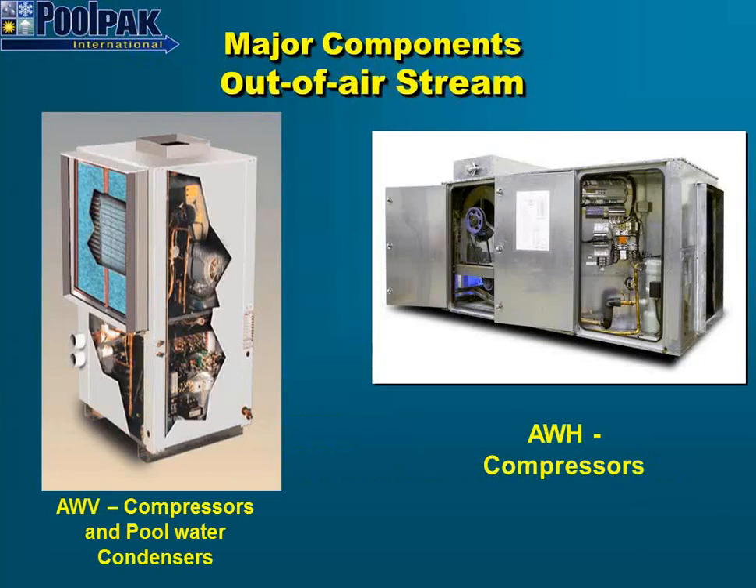Okay. Here's what the Pool Compact looks like. All the major components are mounted outside the airstream. That protects them, gives you better service, better reliability, longer life. So we have the major components, of course, are the compressor, shown here, and then the supply fan motor here and here. And on the AW, this is a vertical unit. That's a pool water condenser, again, out of the airstream, makes it last longer, more reliable, trouble-free service.